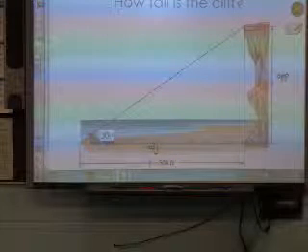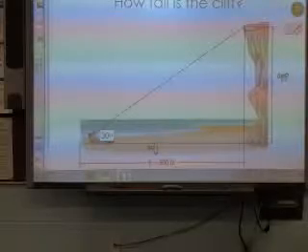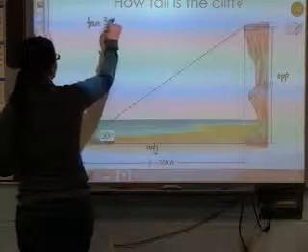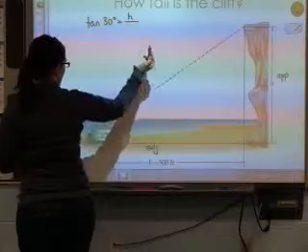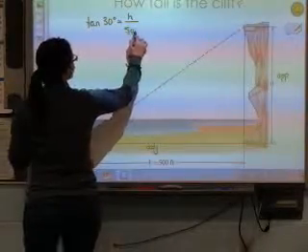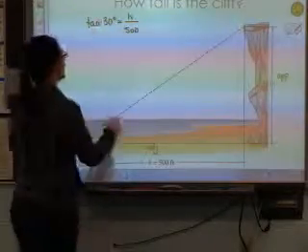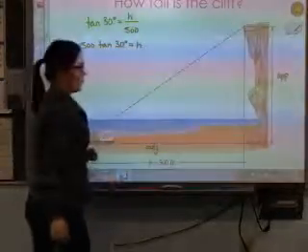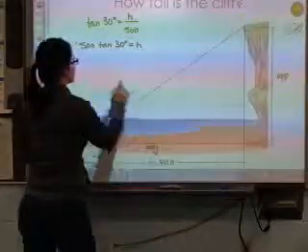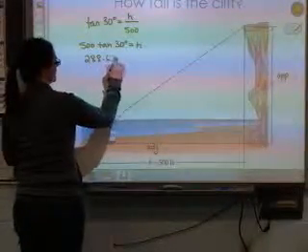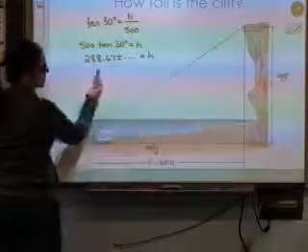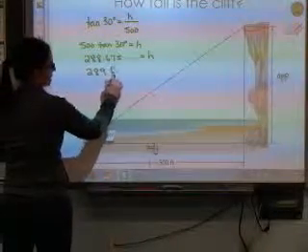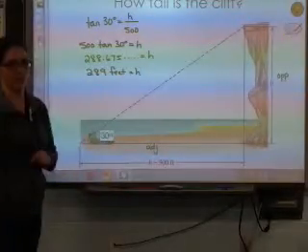We call it opposite. So if I go back to my idea of SOHCAHTOA, the trig function that has opposite and adjacent is tan. So I have tan 30 is the opposite, which is h, over the adjacent, which is 500. To get h by itself, I'm going to multiply this side by the 500. And when I'm done that, I get 288.675. So to the nearest whole number, because that's what the measurement is given as, I get 289 feet is the height of the cliff.